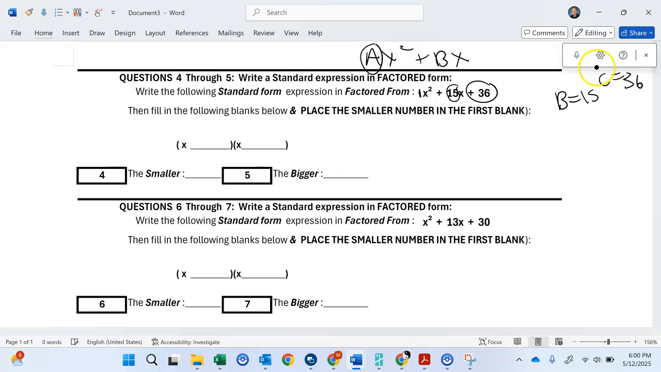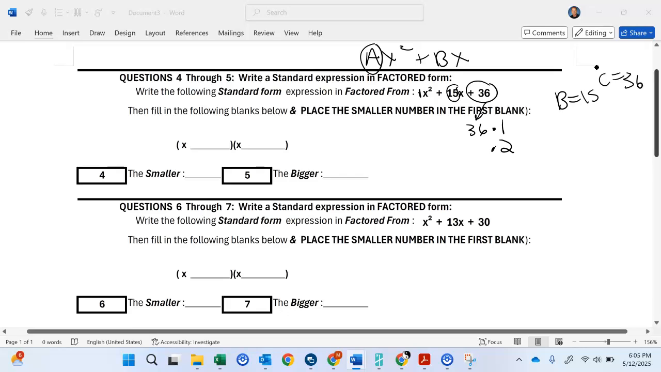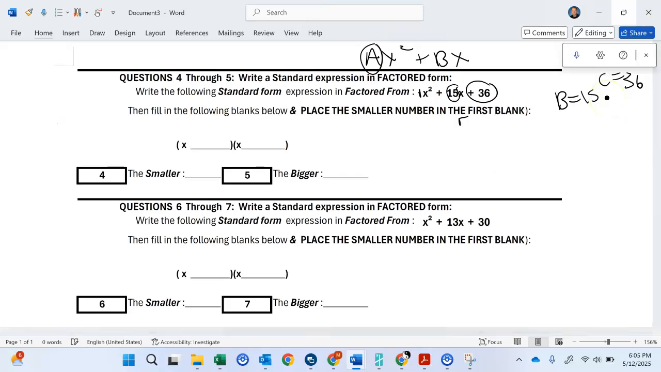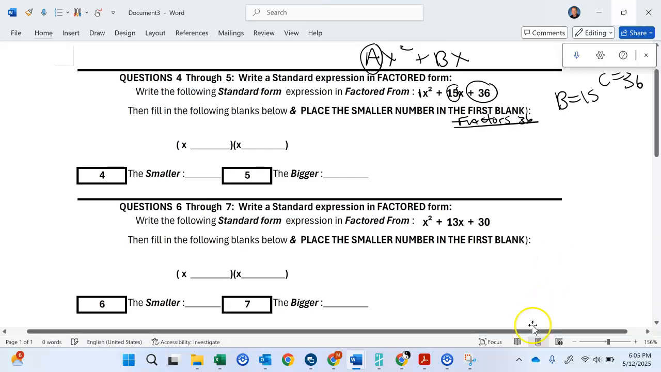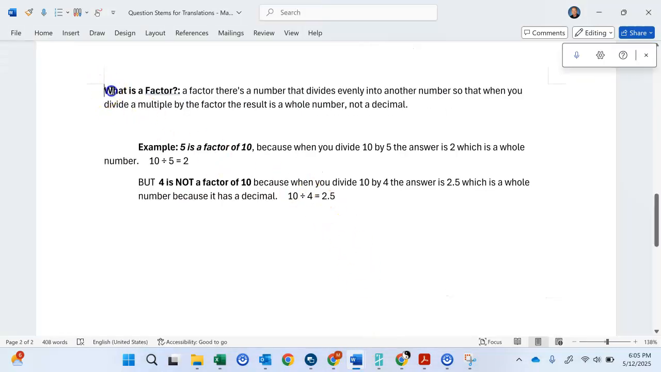So now what we're going to do is find factors of 36. So you can find factors of 36. Let me just do this real quick. So factors of 36, that's what we're going to find, okay? And what is a factor? Well, what I want you to do is come over here and read this. Please read this and translate it. And it's very important that you know what a factor is, okay?